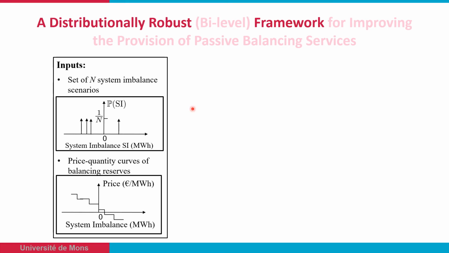So our model needs two types of inputs. The first one is the representation of the future system imbalance. This is made here by scenarios, which are obtained by a sequence-to-sequence recurrent neural network. The second type of input is the price-quantity curves of the activation of balancing reserves. These price-quantity curves can be published by the European transmission system operator in order to promote a more transparent and more competitive market.